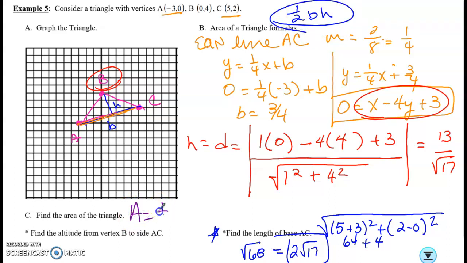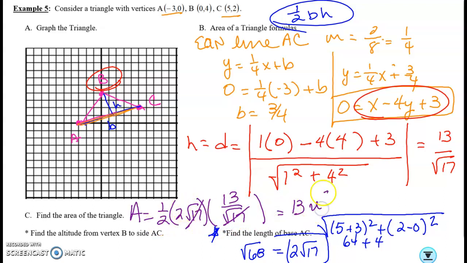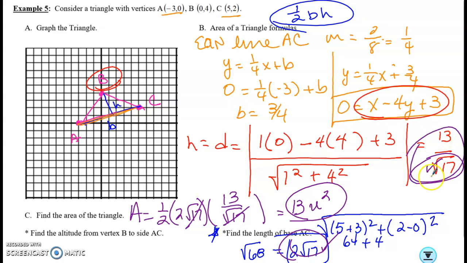So the area is 1/2 the base. The base was 2 square roots of 17. And the height is 13 over the square root of 17. These cancel. Oh, the 2's cancel as well. So this is 13 units squared for the area of the triangle. This number should always work out to cancel. So don't rationalize your denominator. And if it doesn't work out to cancel, you made an error somewhere in your arithmetic.